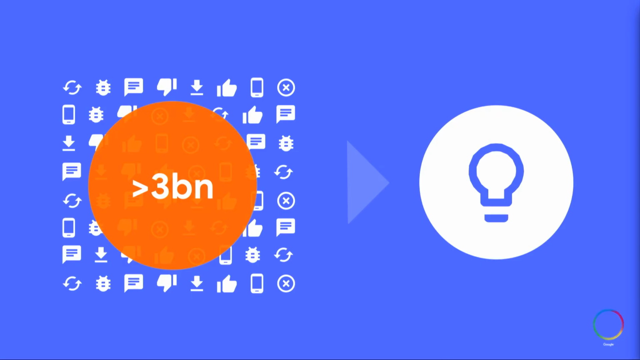We can do this by making Play's exclusive data accessible, and we couple it with Google smarts to make it understandable and actionable. We take over 3 billion events per day, and that includes installs, uninstalls, updates, and more, and we turn these events into metrics and insights that you can use to make better decisions.